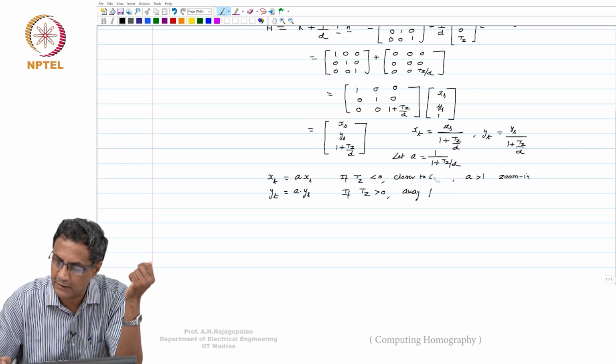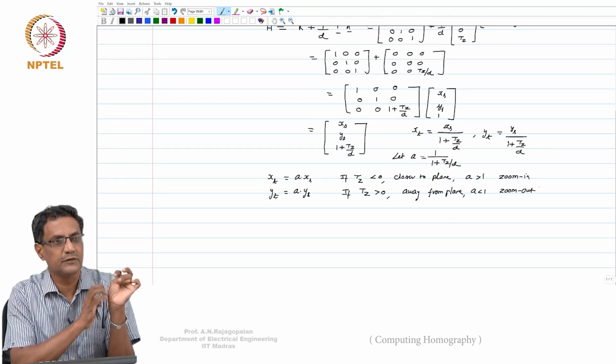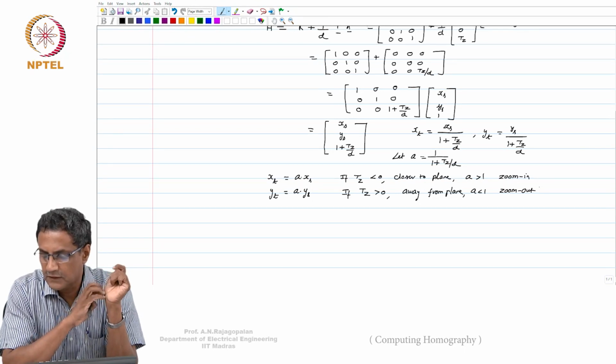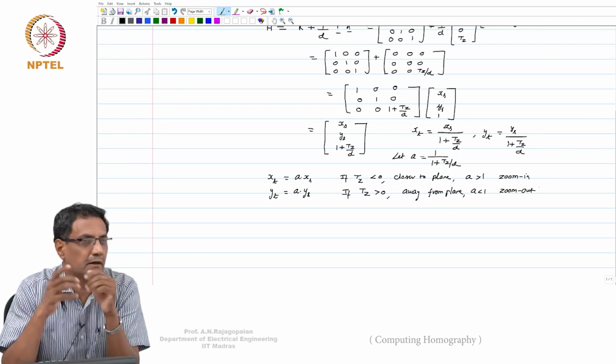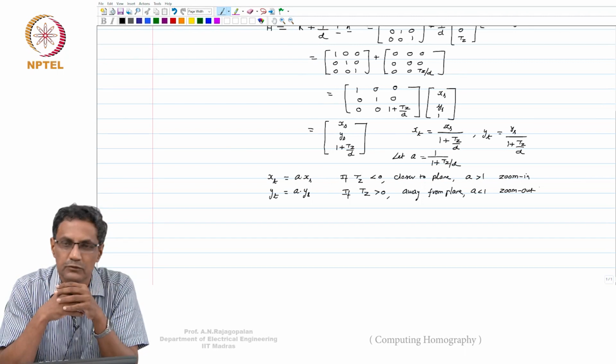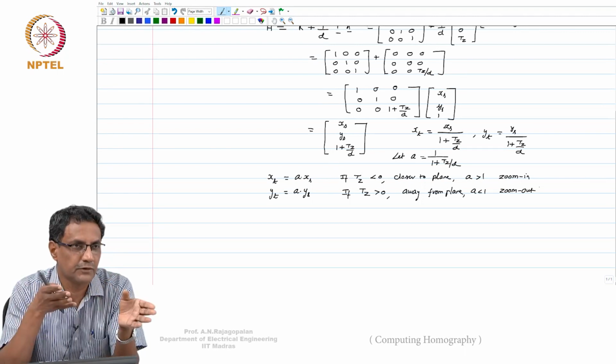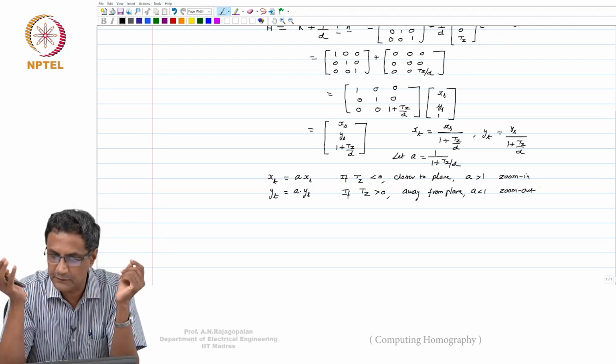Closer to plane. Okay, not camera. Closer to plane and away from plane, and you got A less than 1, which is zoom out. Okay, and yeah, so the idea was that at that time we just assumed that there is an A, and we didn't really bother about where that A was coming from, what will influence A, and so on. But now we know what camera motion and how the plane should be in order for you to be able to see something like a scaling happening.